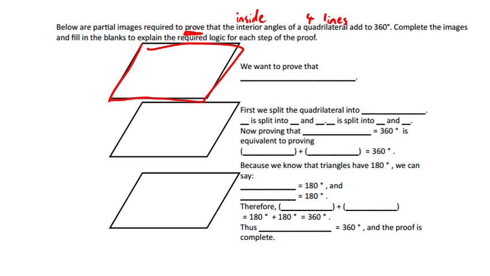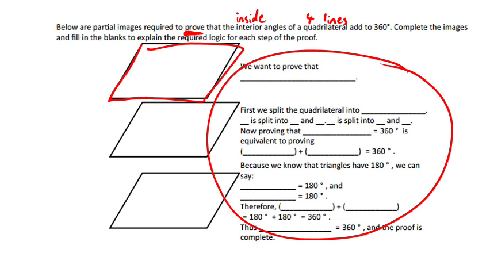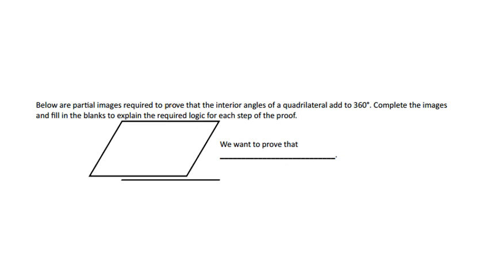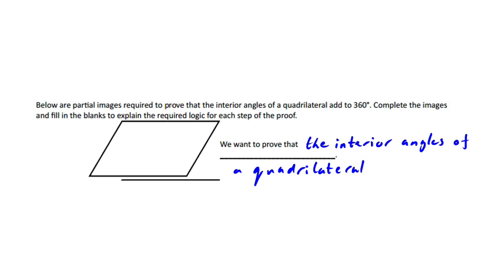Okay, we've got quite a lot to fill in here. Let's break that up into little pieces and see if we can take something we know plus something we know and find out something new. So what do we want to do? We want to prove that the interior angles of a quadrilateral, a four-sided shape, we have one over here, looks like a parallelogram to me, add to 360 degrees.